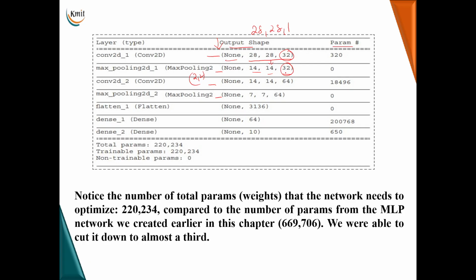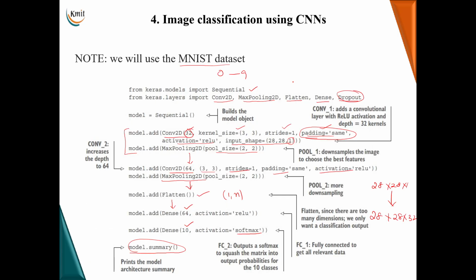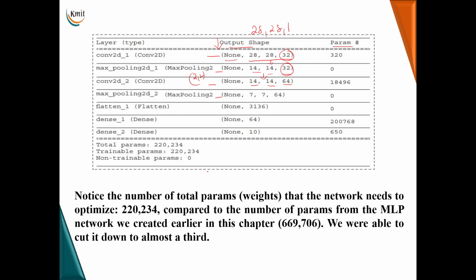And this 14, 14, 32 is given as input to my second convolutional layer with padding equal to same. So there will be no change or reduction in the dimensions of the image, so same 14, 14. Why 64? Because for the second convolutional layer I am using 64 filters. So this 14, 14, 64 is given as input to my pooling layer of 2 by 2. So 14, 14 will change to 7, 7, 64.